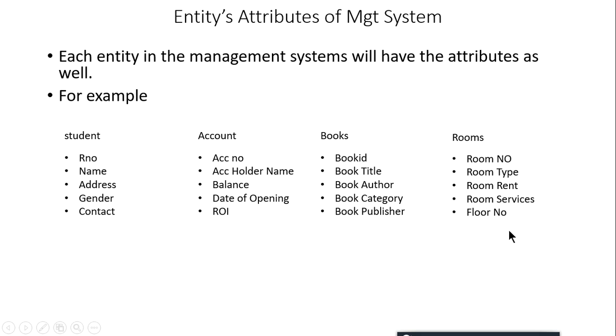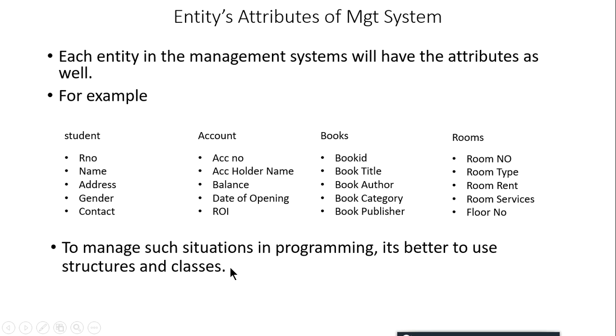Now to manage such situations, it's better to use structures, and in object oriented programming these structures are converted into classes. So in a class or in a structure, you will record the attributes of the entities in the real world. If you are implementing a large program, then it's better to study structure and union and implement it with structures and unions. So let's start with structures.